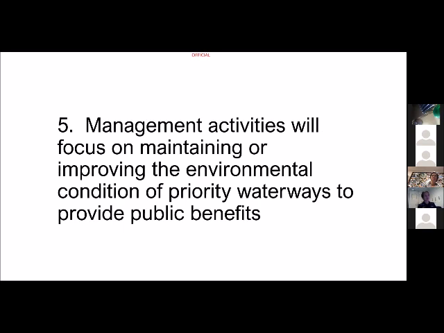Management activities will focus on maintaining or improving the environmental condition of priority waterways to provide public benefits. Well, the public benefit for improving these grade control structures is the Ovens River, okay? And if we don't fix these grade control structures, we're going to see a huge influx of sediment into that waterway. And that has really, and Julian touched on this before, detrimental ecological impacts to our critters, you know, so our fish, our macroinvertebrates, and all the organisms that thrive or support from those organisms, our birds, etc.